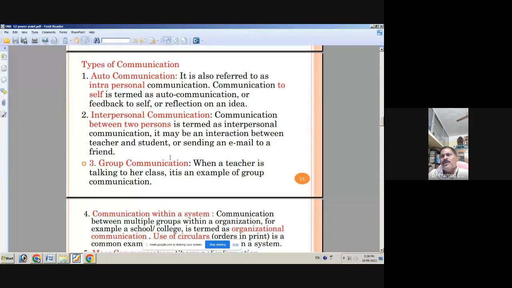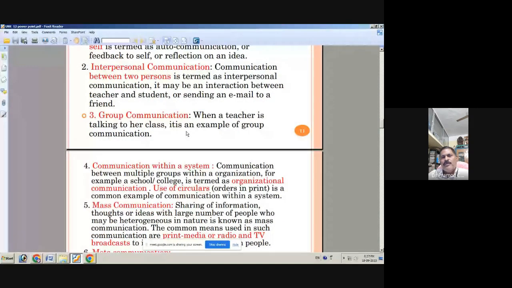But when we think about group communication, our classroom teaching is group communication. The teacher is teaching a particular subject, for example a theorem. Then he is teaching to everybody. Some students are able to understand, some are not. But if there is interpersonal communication, then the problem of an individual can be solved immediately by the teacher. So in group communication, it is very difficult to satisfy all the students. But we can communicate the message to everybody.